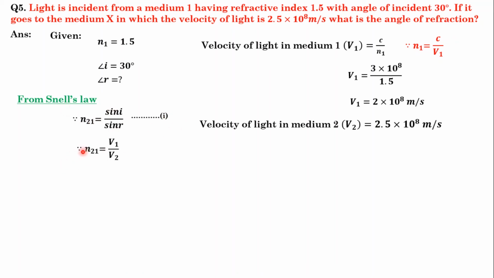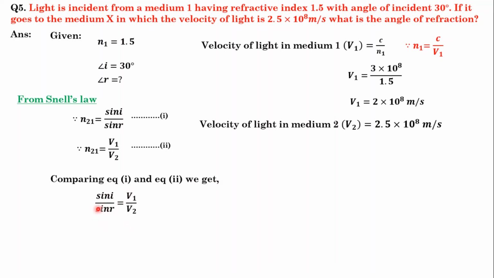And we know that the refractive index of medium 2 with respect to 1 in terms of velocity is equal to v1 by v2, because if we are calculating the refractive index of medium 2, then its velocity will be in the denominator. So this is our equation 2. We can compare these two equations. Comparing equations 1 and 2, we get sin i by sin r is equal to v1 by v2.